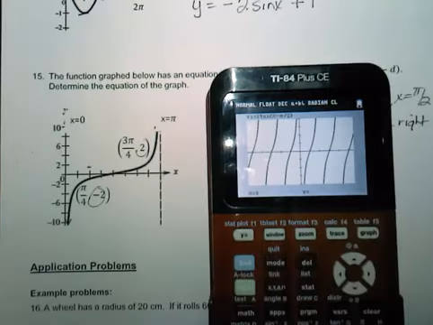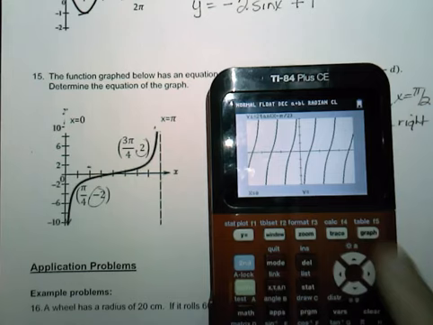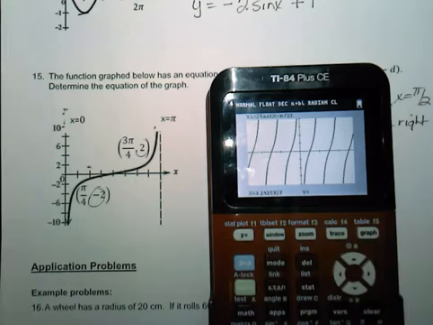So in this one, my asymptotes were at 0 and at pi. I just want to make sure that this asymptote that I can see right here is at pi. If I do a trace with this and I put in pi for x, if that's where there's an asymptote, it should give me a blank for the y value. And yes, it did. So that's telling me that yes, there's an asymptote at pi, and that's what I wanted to have.